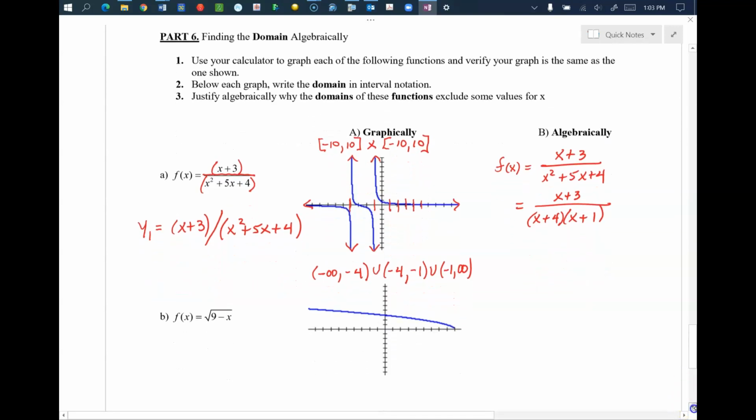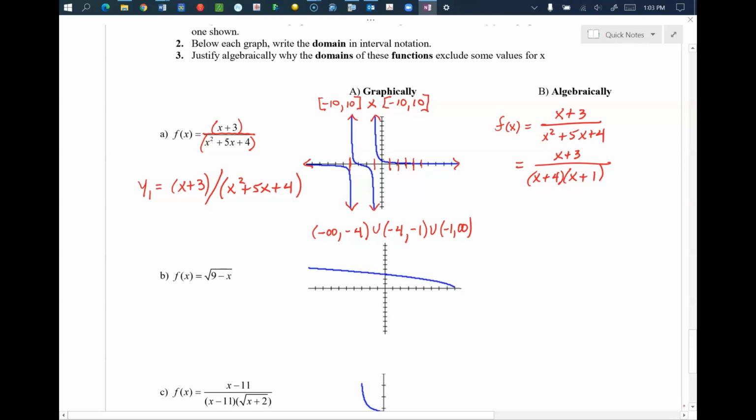So I would like you to graph the next function, again using Zoom standard, and try and figure out what the domain is by looking at the graph on your calculator. Once you're done with that, unpause the video and we'll come back and figure out algebraically why it is the way it is.